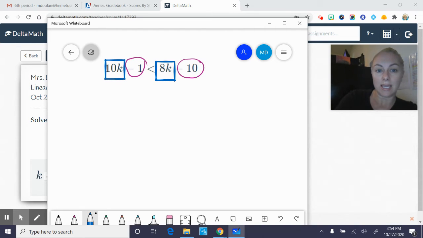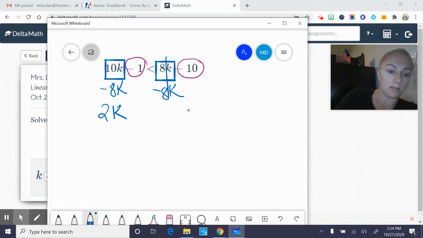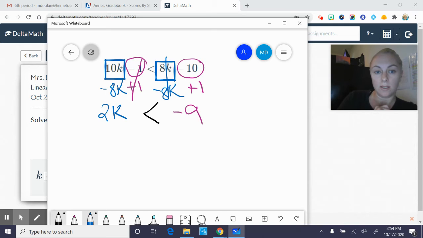So I've got to get rid of this 8K, and since it's positive, I'm going to subtract it here and subtract it here. Those get eliminated. 10K minus 8K is 2K. Also, I'm going to add 1 to both sides so that these get eliminated. -10 plus 1 is -9. And then I'm going to rewrite my symbol just like that. So by moving all the terms with the variable to the left and all the constant terms to the right, I'm now at a one-step inequality.